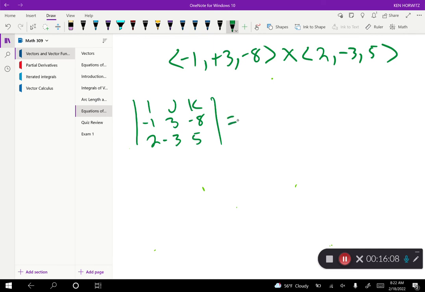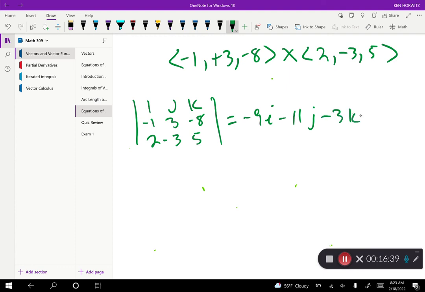So what do we get? Hang on. All right, so if you wrote out the determinants, your final answer should be negative 9i minus 11j minus 3k.